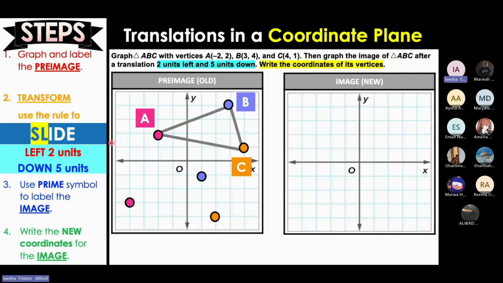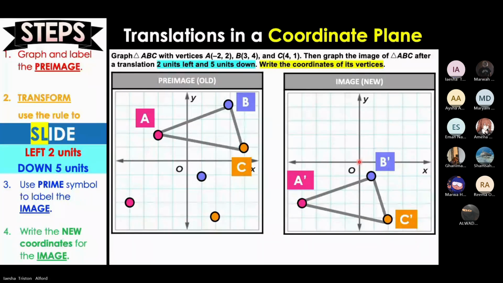The new name, it's not A, should be what? A prime. It's not B, should be what? B prime. It's not C, should be what? C prime. Lastly, connect the dots. Then you have to say where the vertices are. So where is A prime?